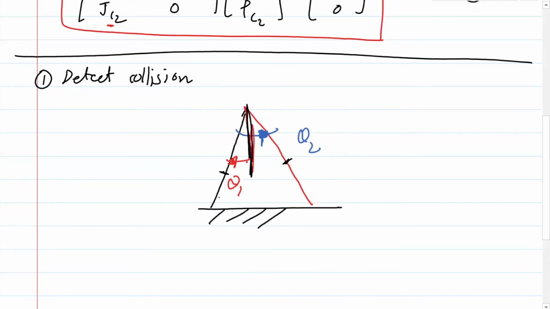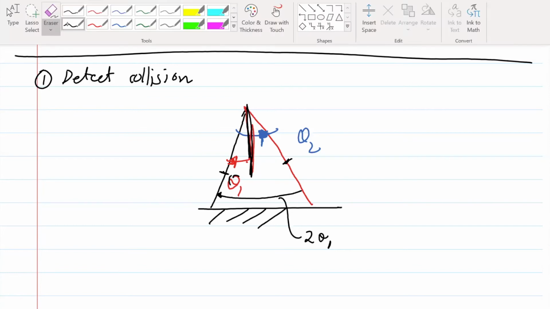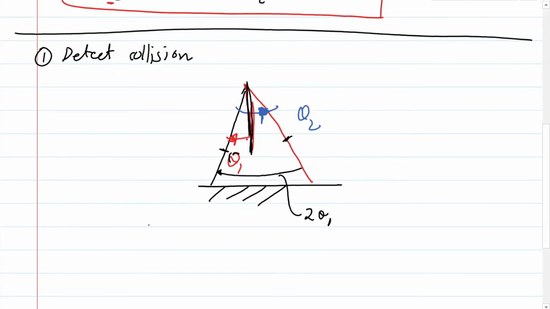Okay, so now you can see that this angle here can also be written as 2 theta 1, right? Because this is theta 1, so that's going to be twice that. And so the condition for collision is that theta 2, which you can see here, equals minus 2 theta 1.